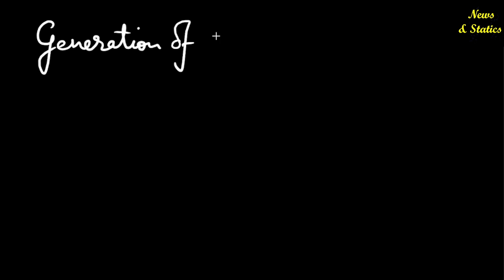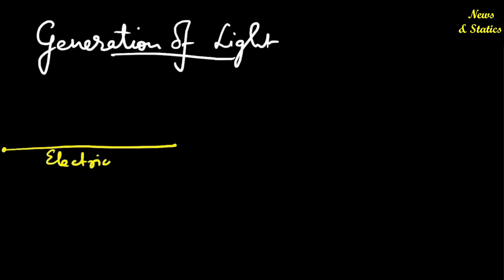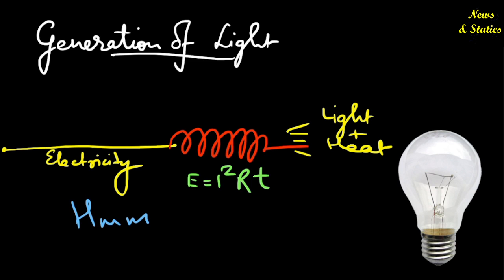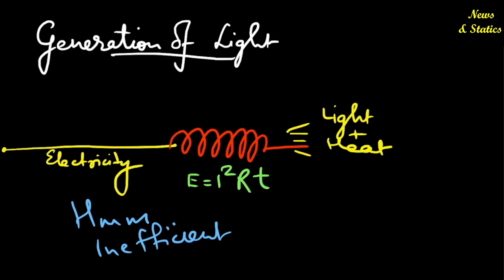In earlier times, we used to generate light only by converting electrical energy into a heated filament, and then it produces some light as well, like in incandescent bulbs. But this is not the most efficient technique, right? And therefore we moved to the atomic scale.